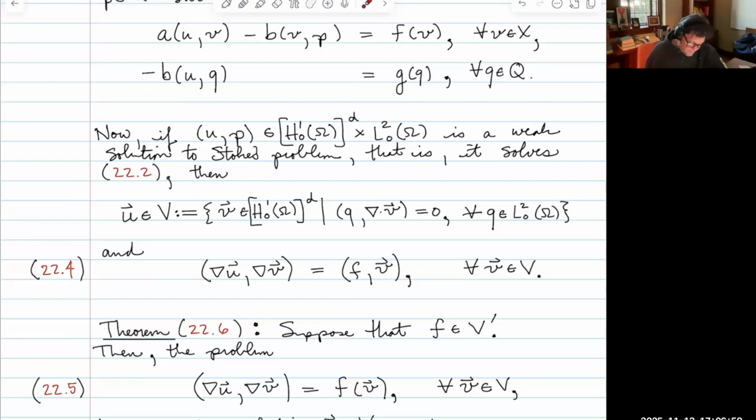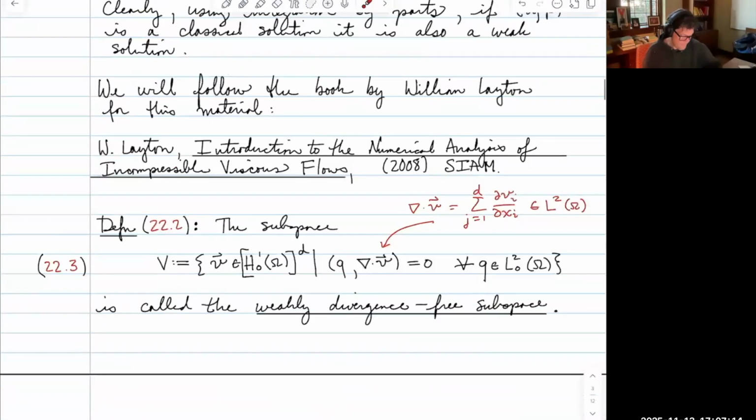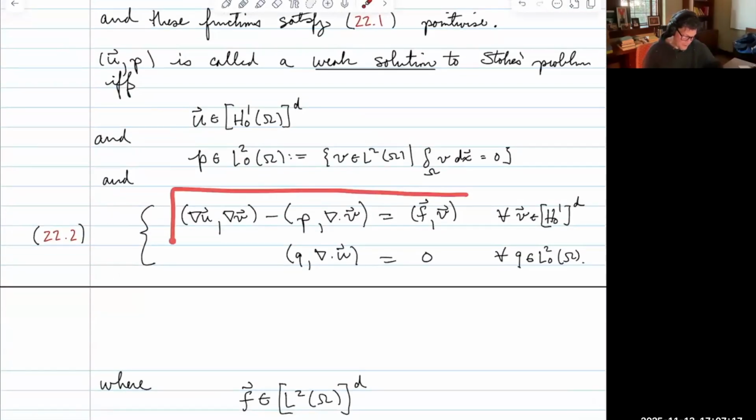So the first thing I want you to realize is if U and P is a weak solution to the Stokes problem, that is, it solves 22.2, satisfies these two equations, then notice that the second part of the solution says that this function U has to be in the space V, because this defines what it means to be in the space V. U has to be in the space V. All right?